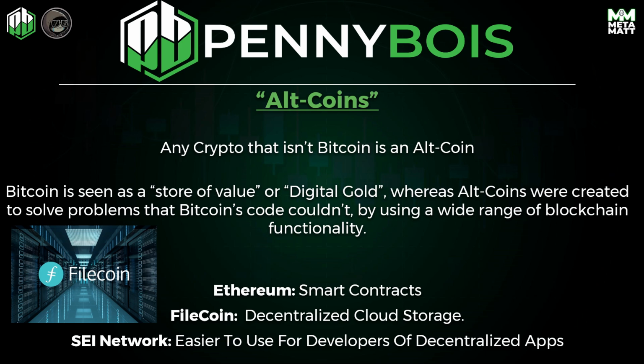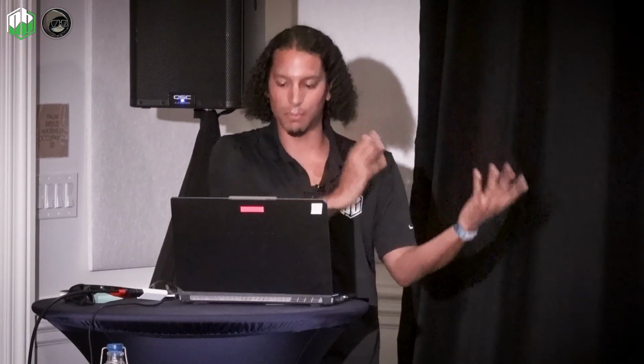Filecoin, some of y'all probably know I talk about that one a lot. That's basically a decentralized cloud storage system. So they use the blockchain to make a decentralized cloud storage. Sui Network, they have their blockchain that makes it easier for developers to develop decentralized apps. So all these different altcoins are created for a reason. It's to solve a problem that Bitcoin cannot, but it's still using the blockchain.